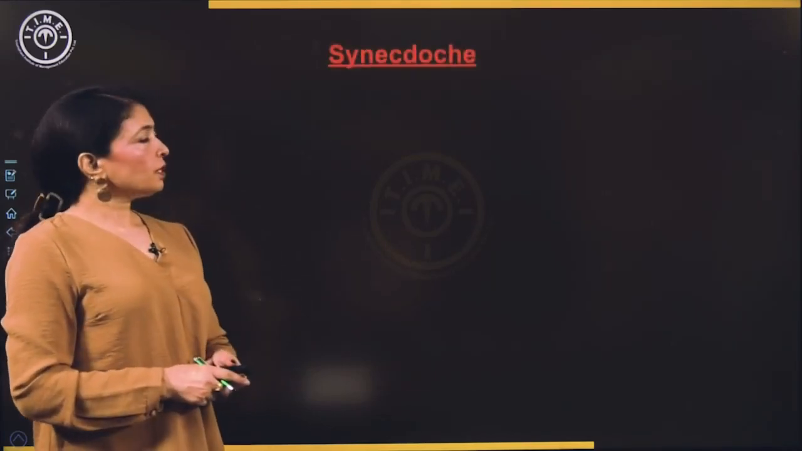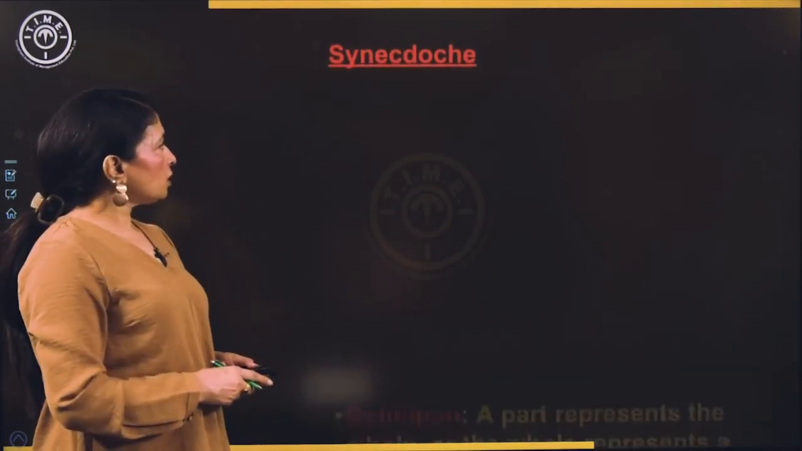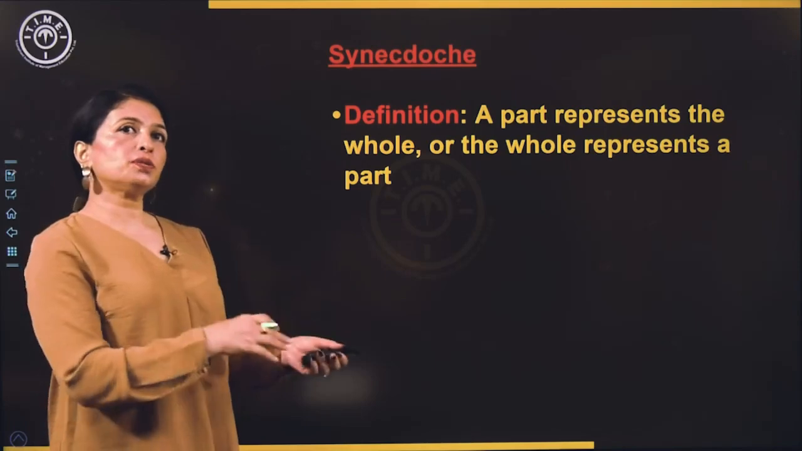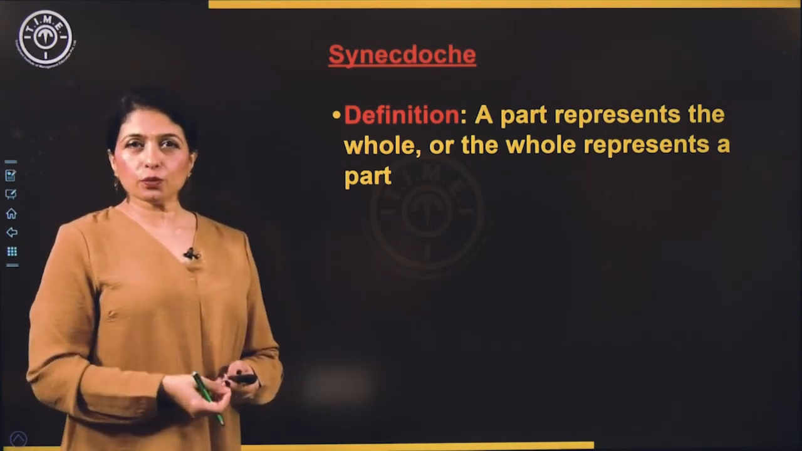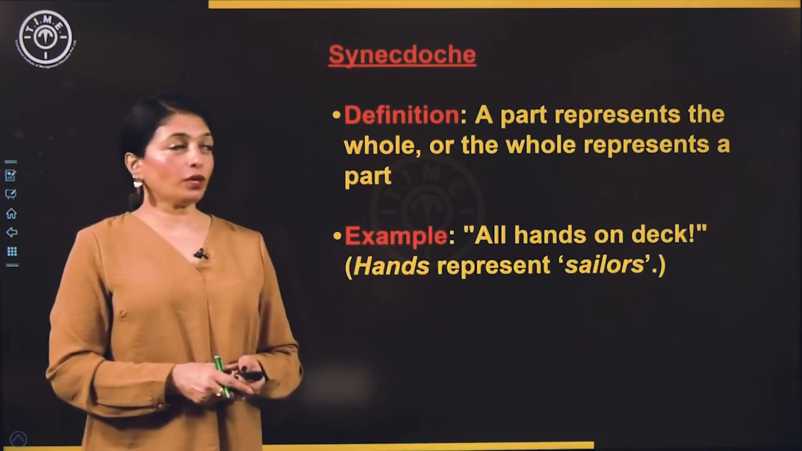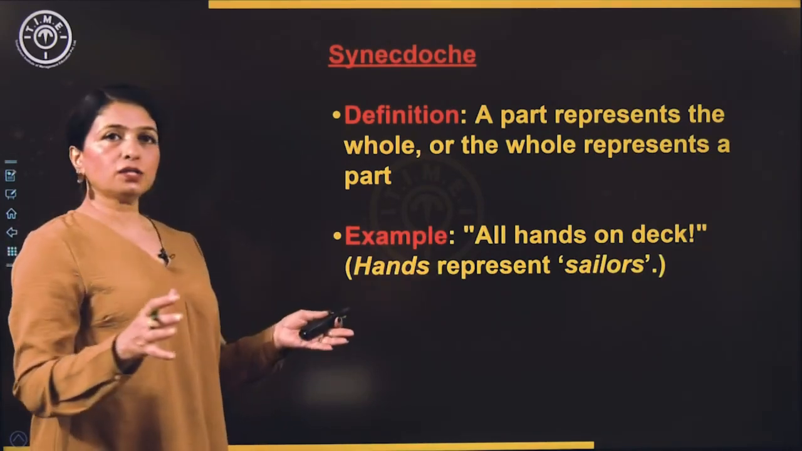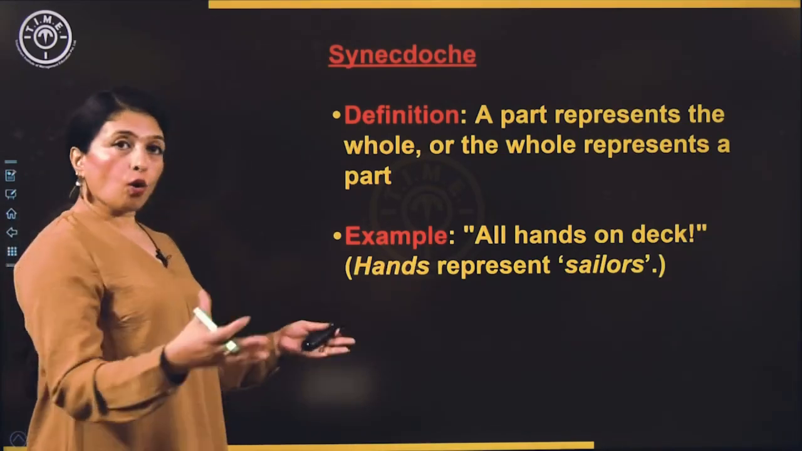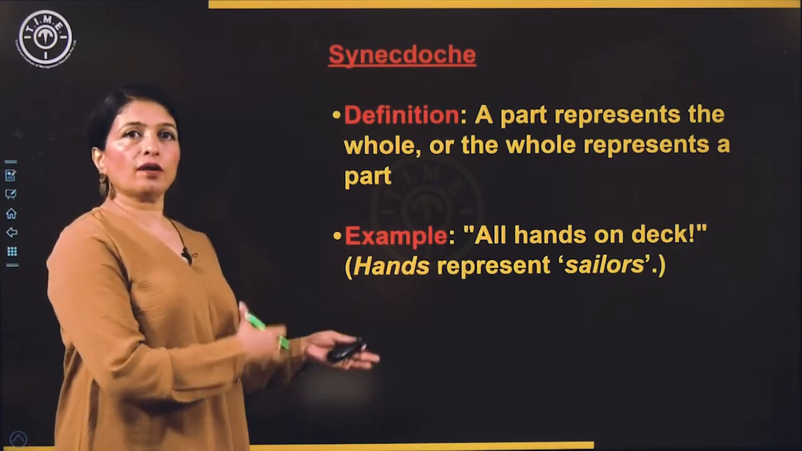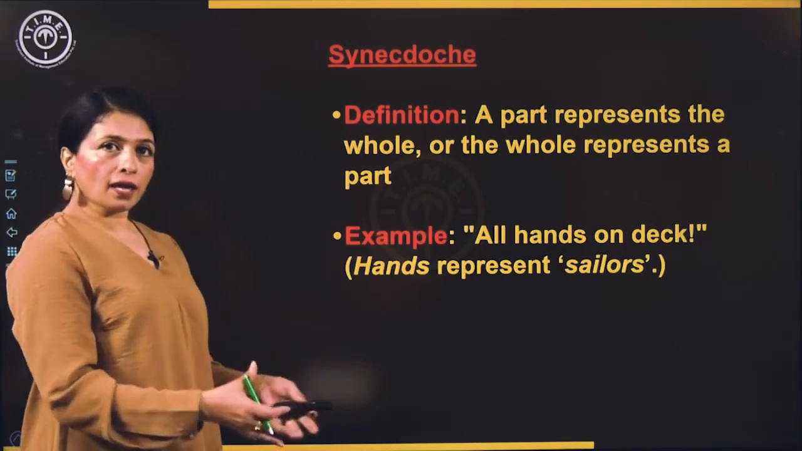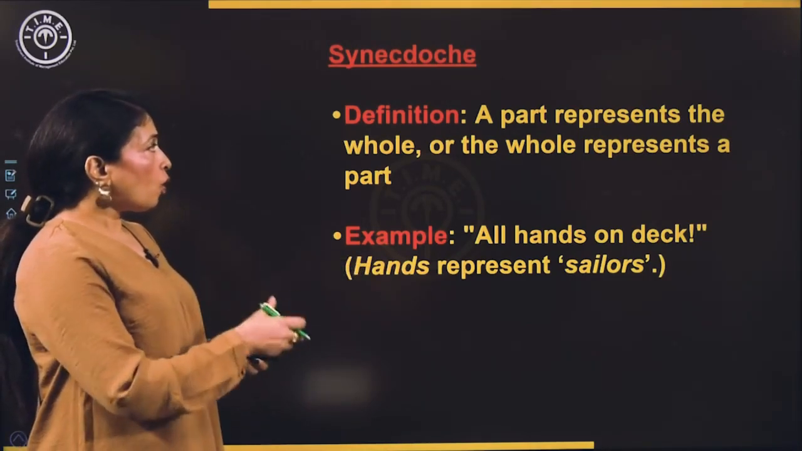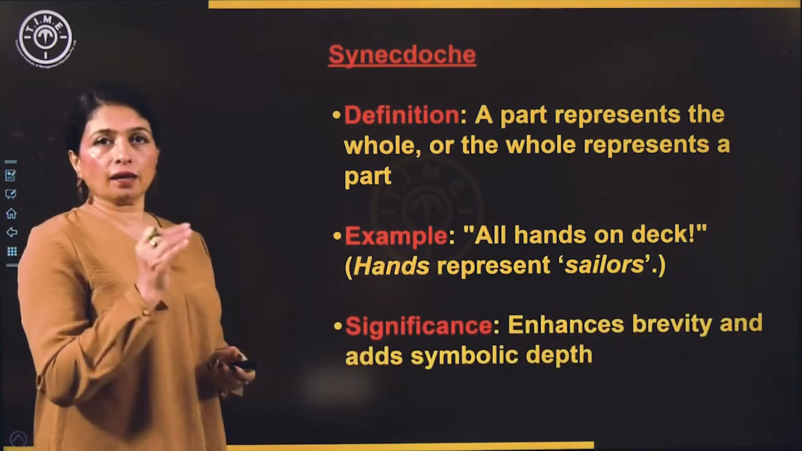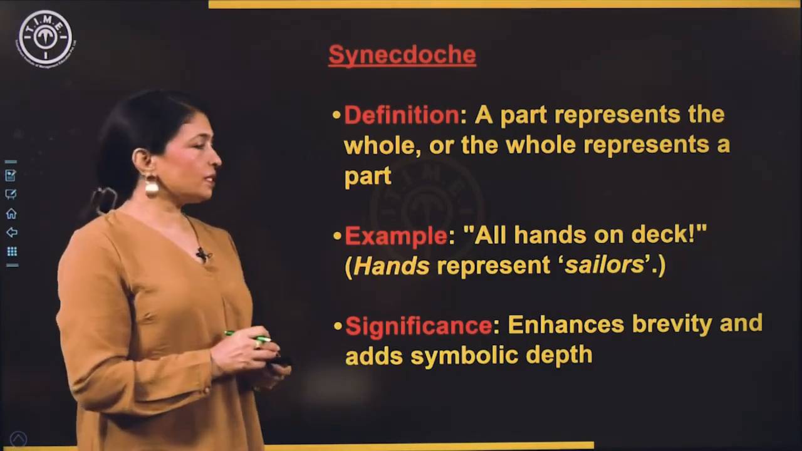We have a synecdoche now. A synecdoche is used when a part represents the whole or the whole represents a part. Now, this is very easy and simple to understand, and this example will actually give you a very clear idea. All hands on deck. Now, hands represent sailors or crew members. So, instead of saying all the sailors should come on deck or everybody on deck, this person says all hands on deck, and here we find that all hands represent sailors. Okay, so we have a very clear and very accurate example of a synecdoche.